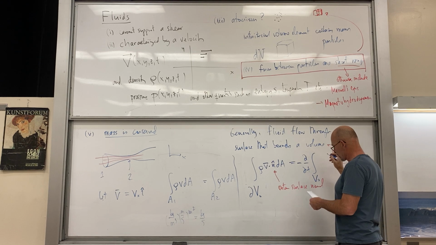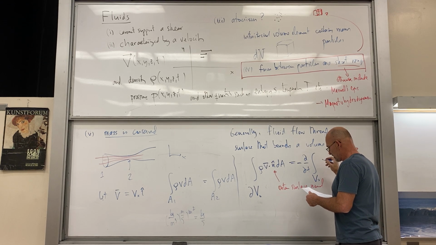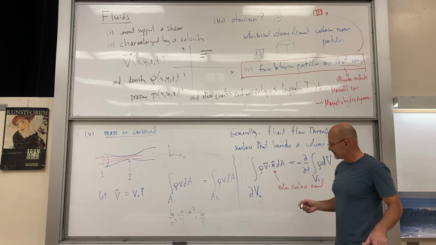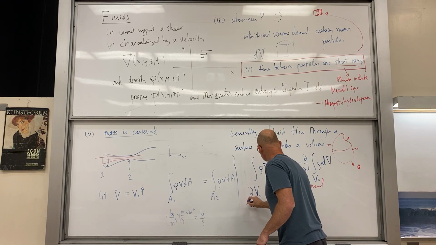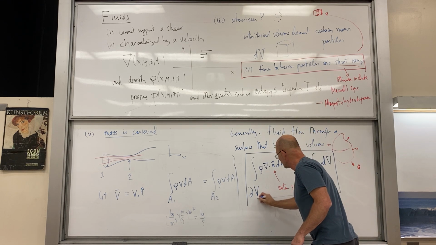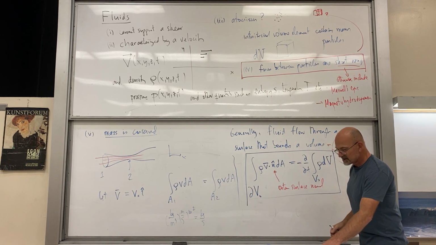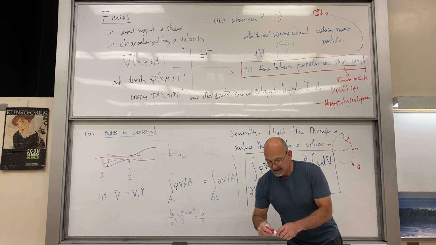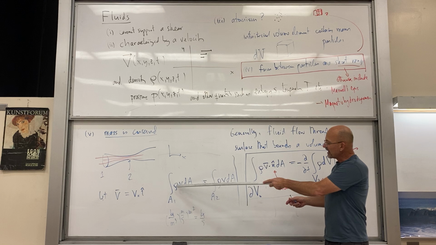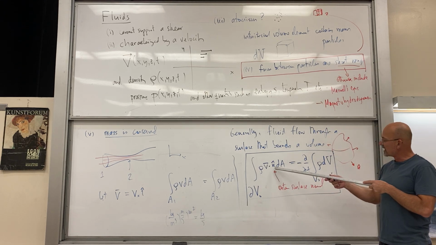E sub 0 rho d volume. Okay, so this needs a little explanation. So this is clear. This comes right out of this idea here. Rho v dot n hat dA, so that's the outer surface normal.